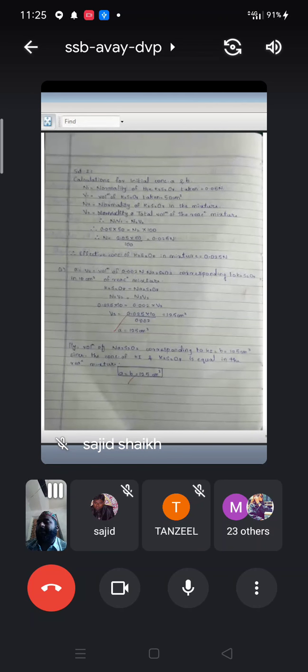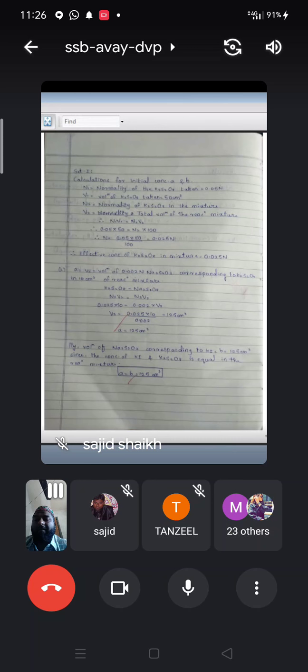We have these things with us: normality of the K2S2O8 solution, that is 0.05 normal, N1. V1 is the volume of the K2S2O8 solution, we have 50 cm³, and N2 is the normality of the K2S2O8 solution in the mixture that we have to calculate, and V2 is the total volume of the reaction mixture. Total volume of the reaction mixture is 100 cm³ because 50 cm³ K2S2O8 solution and 50 cm³ KI solution, that total will be 100 cm³. Are you getting that point?